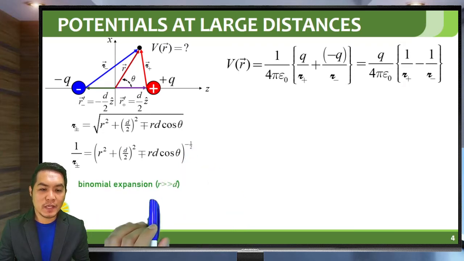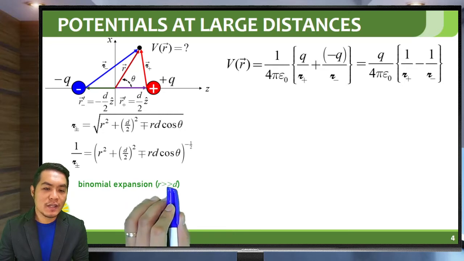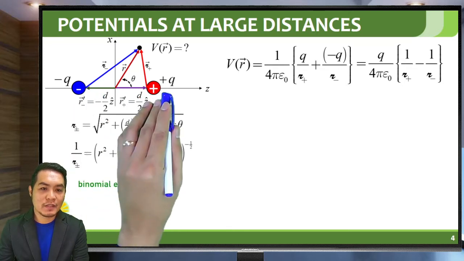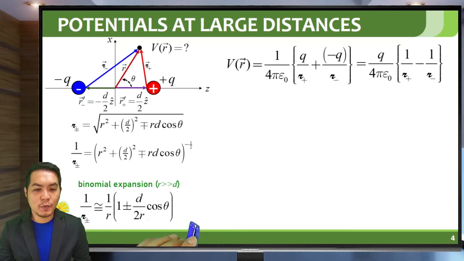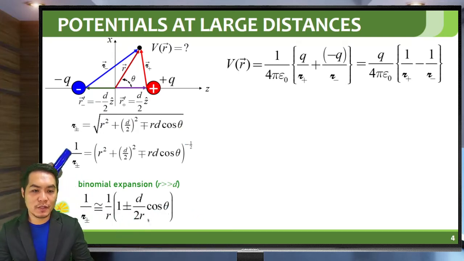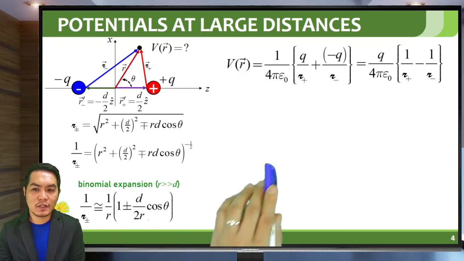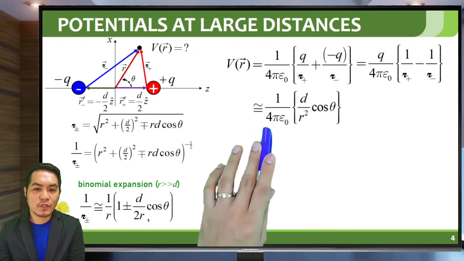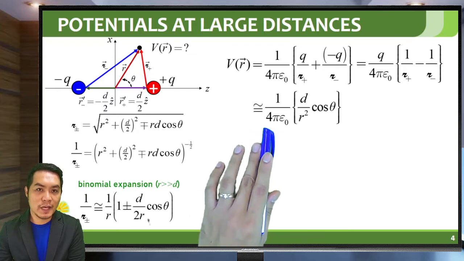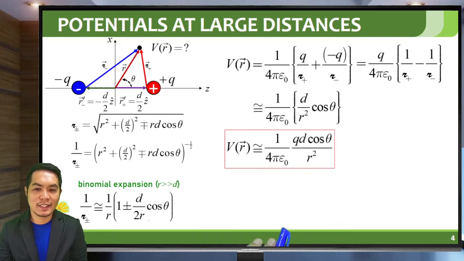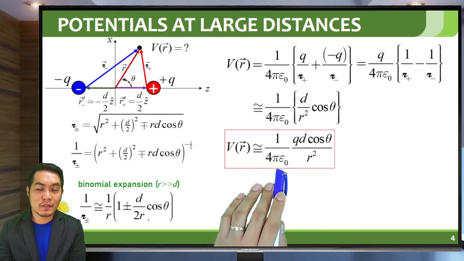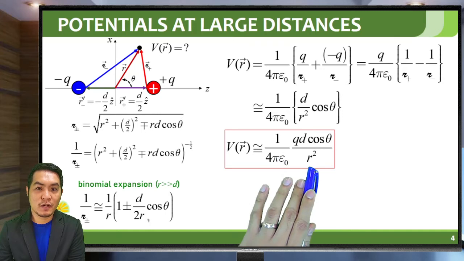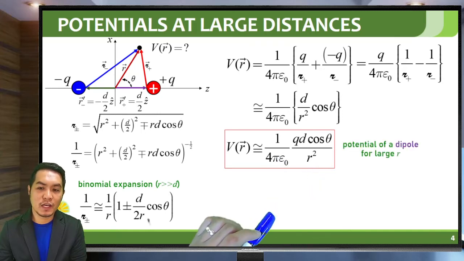So we do a binomial expansion in the approximation that r is very much greater than the separation distance of the two charges. Doing so will give us the approximation of 1 over curly r, or 1 over the separation distance vectors, as this one. So using this result, plugging it into this equation here, we can approximate the potential of a dipole at very large distances. So it's just 1 over 4 pi epsilon naught qd cosine theta over r squared. So this is the potential of a dipole for large r.